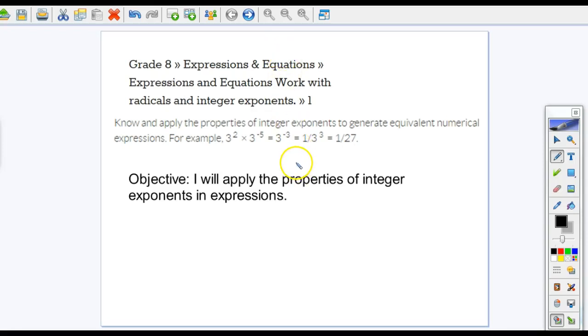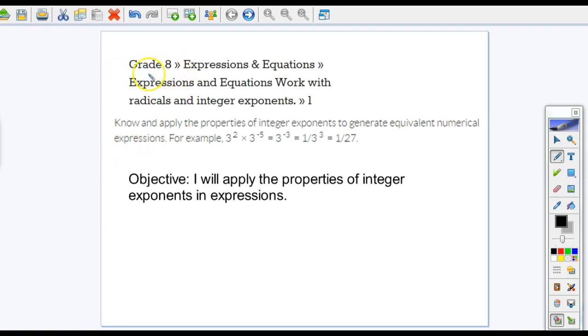Alright guys, so today we're going to look at applying the power property rule to our exponents. Again, nothing new, but just reinforcing what we've already learned and making sure that we have our exponents solid. You do have a quiz on Friday, so it would be good for us to get a little bit more practice before our quiz.